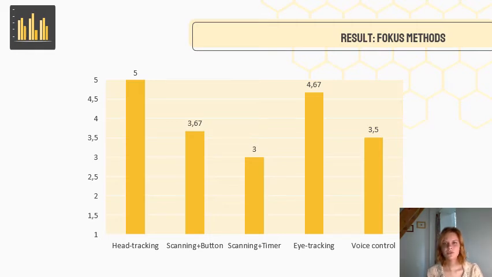So the results kind of confirm the one from the pre-study that the head tracking is preferred with the rating of 5 from all participants. And it's followed by the eye tracking, which is similarly good, and all the other methods are usable in general, but the ratings are somewhere between 3.67 and 3. So they are very mediocre.